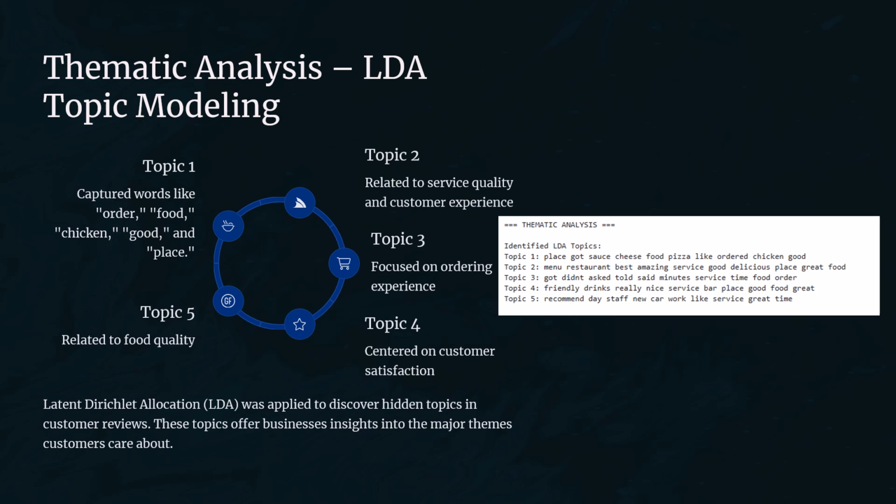LDA was applied to discover hidden topics in customer reviews, and these topics offer business insight into the major themes customers care about. These are the topics, topic 1 to topic 5. Topic 1 mostly captured order, food, chicken, good places, and topic 2 was mostly related to service quality and customer experience. Topic 3 focuses on ordering experience, and topic 4 centered on customer satisfaction. Topic 5 was mainly related to food quality.